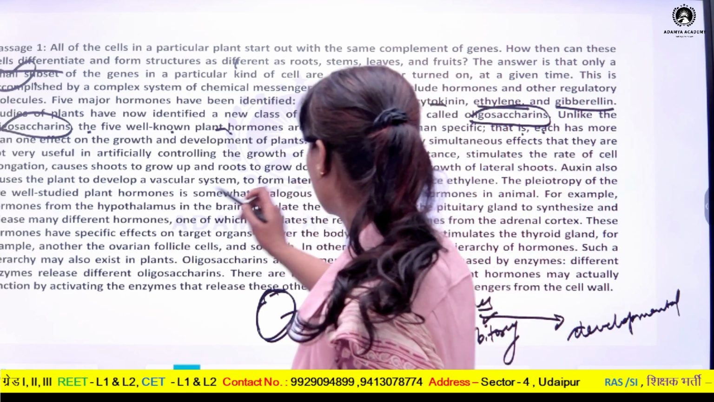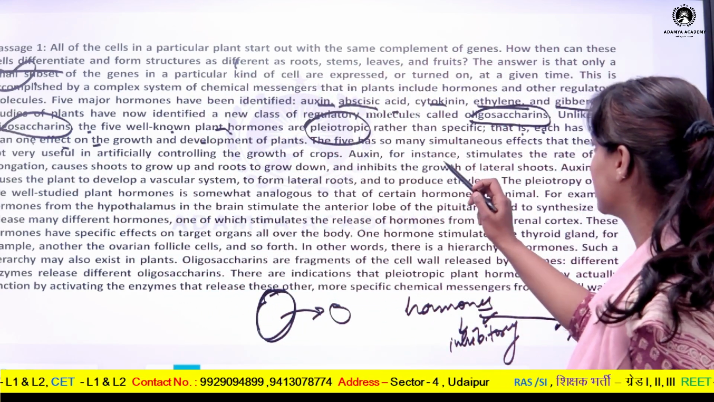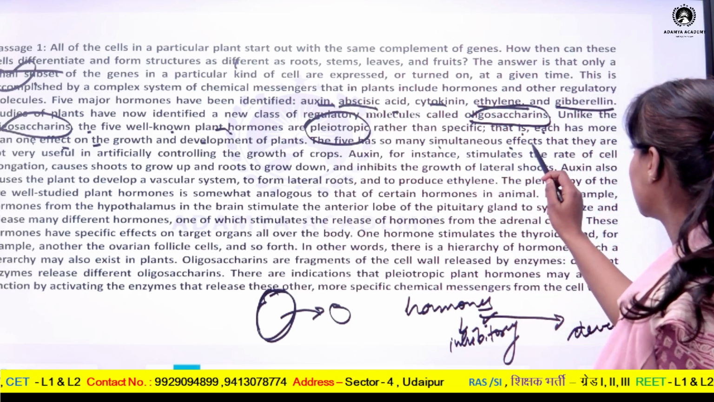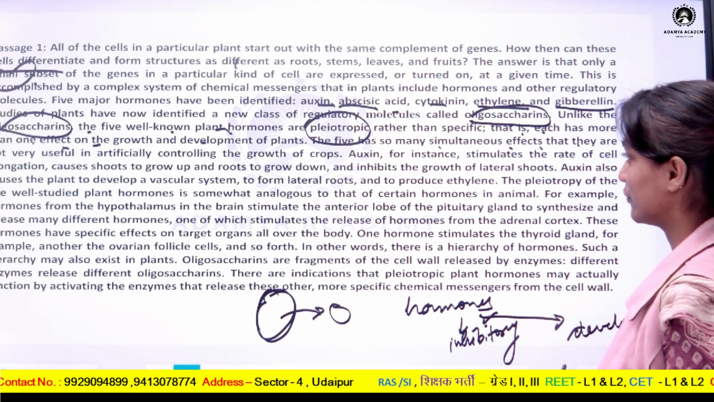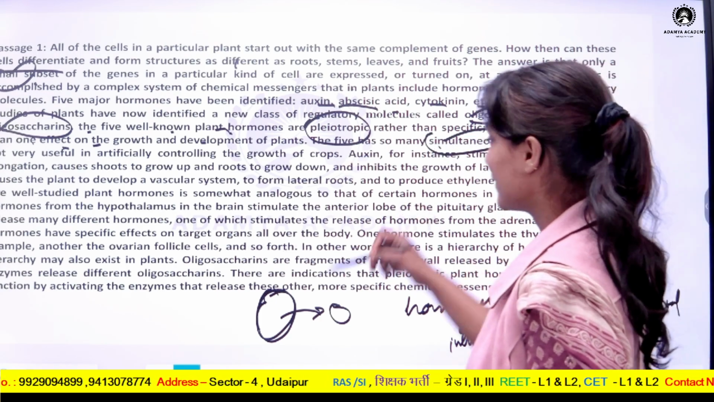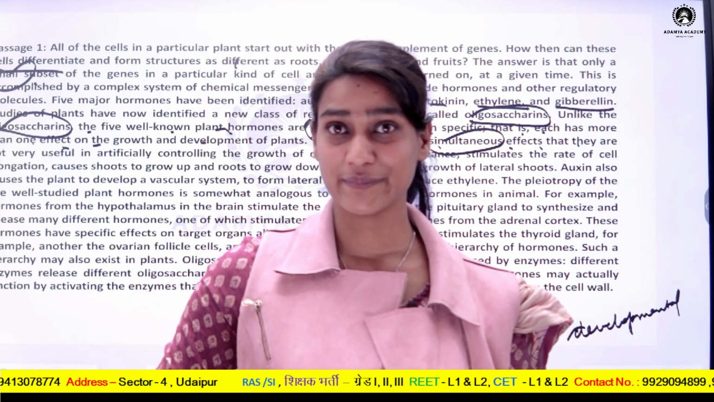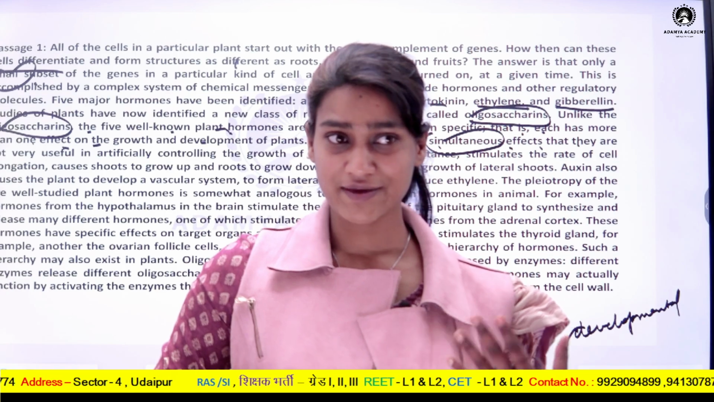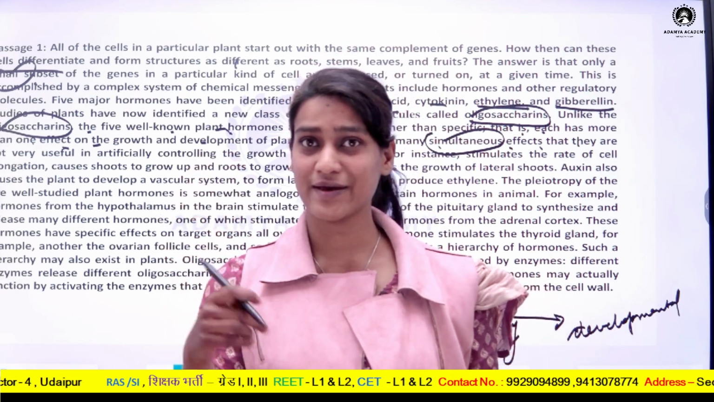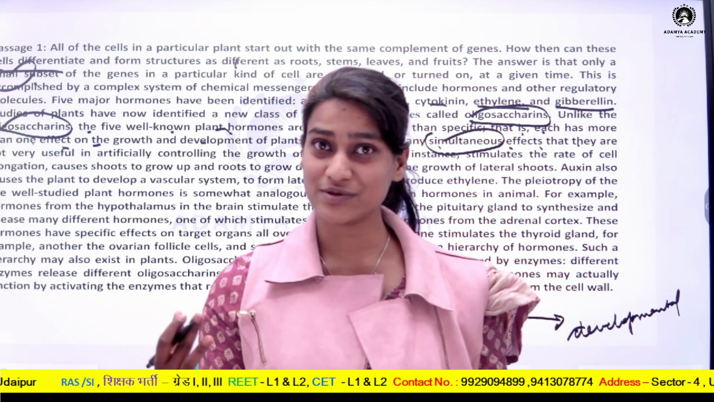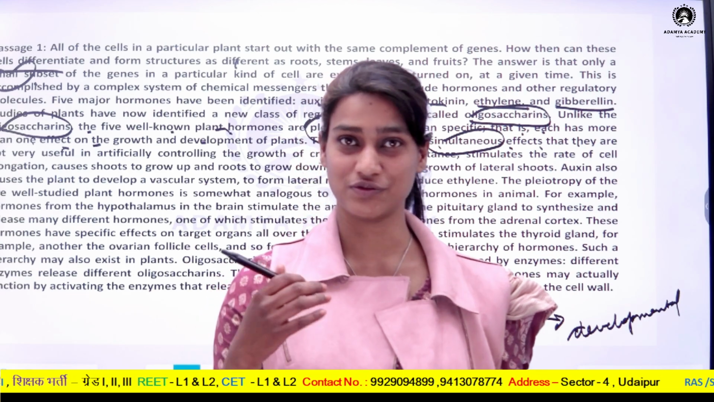That is, each hormone has more than one effect on the growth and development of plants. The 5 have so many simultaneous effects that they are not very useful in artificially controlling the growth of crops. Simultaneous, as we have discussed yesterday, means side by side. It means that if I'm holding a pen right now and also talking to you, then simultaneously I am doing both works, at the same time.